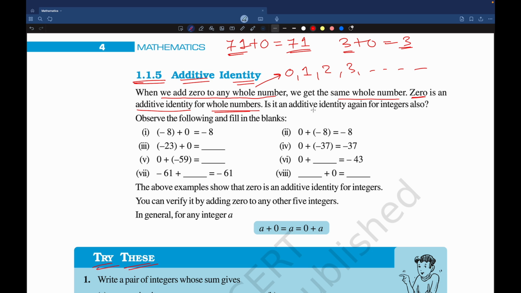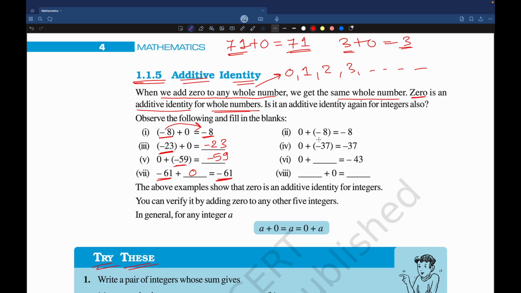Is this true for integers also? Let us check. When we add 0 to minus 8 we get minus 8 back. When we add 0 to minus 23 we get minus 23 back. When we add 0 to minus 59 we get minus 59 back. When we add minus 61 with 0 we get minus 61 back. So 0 is also the additive identity for integers.